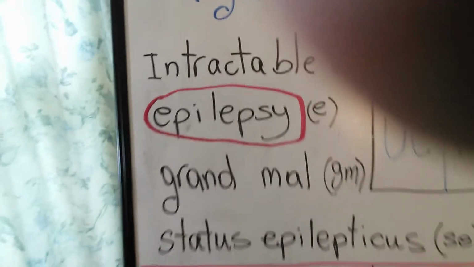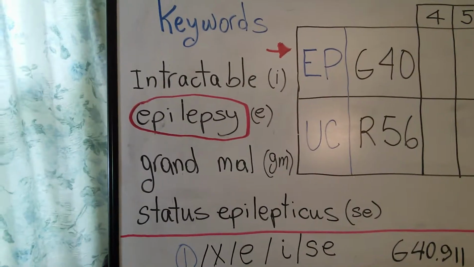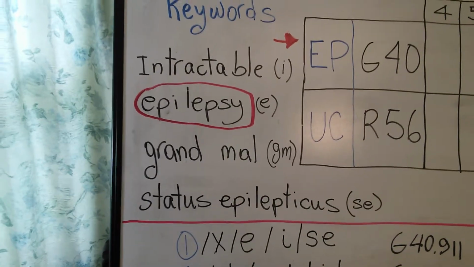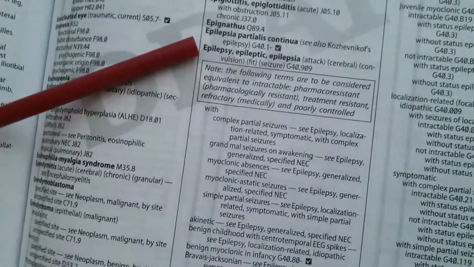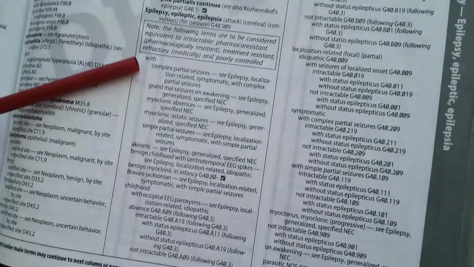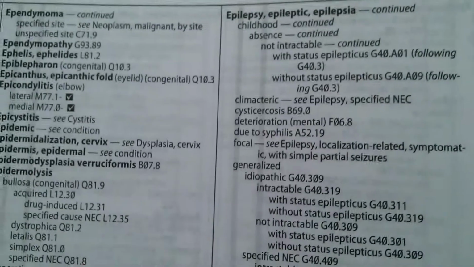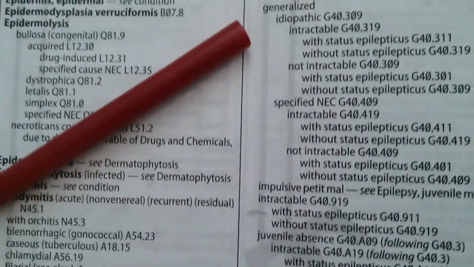Instead of beginning with intractable, right? Let's begin with grand mal and see if on the way we can find intractable and status epilepticus, right? So we go to epilepsy, right? And then go first to grand mal to see if grand mal is there. Is it there? No, grand mal isn't there. Let me see. It will be G after G, right? Right. It's not there. No.